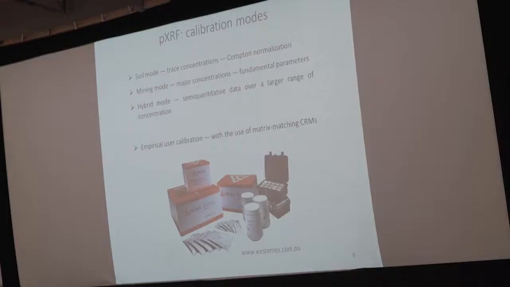On most instruments, there are different calibrations for trace and major concentrations. So Soil mode utilizes Compton normalization and is used for trace concentrations. Mining mode is the best approach for high concentrations and for quantification with fundamental parameters. Some instruments have a hybrid mode, which provides some quantitative data over a larger range.